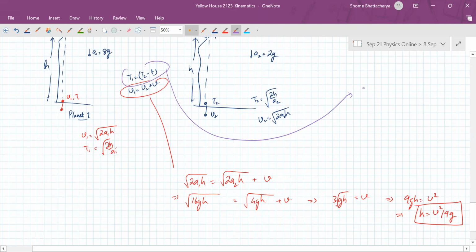So t1, which is square root of 2h by a1, is equal to t2, which is square root of 2h by a2, minus small t. Okay, so square root of 2h by 8g is equal to square root of 2h by 2g minus t. So square root of h by g, if you take common, then you have 1 minus half is equal to t. So we have 1 by 2 root h by g is equal to t.